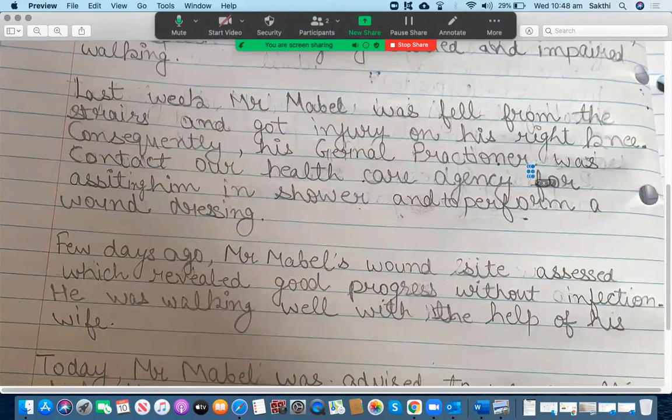Okay, look at this, the way you use: for assisting him in shower, and then you have to use a similar kind of phrase in the second part as well. Don't use a different structure here. Here you have used for and then verb plus ing, isn't it? For assisting, right? For and verb. Use the same thing here as well, for and verb plus ing. So just use verb plus ing. You don't need to use for once again. You can say for assisting him in shower and performing wound dressing. That's it.